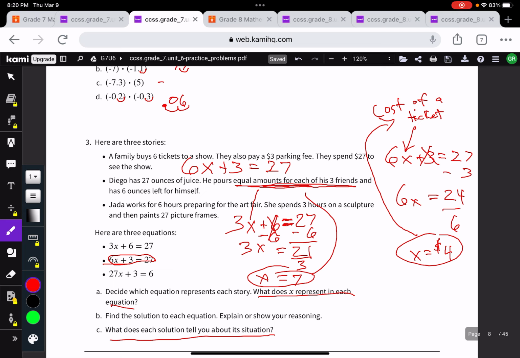And then finally, Jada works for 6 hours preparing for the art fair. She spends 3 hours on a sculpture and then paints 27 picture frames. Let's read that one again. Jada works for 6 hours preparing for the art fair.